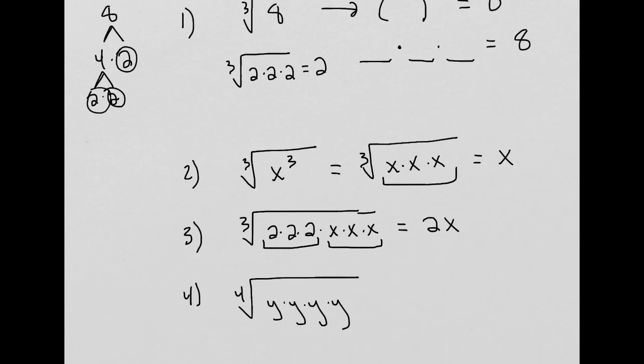Okay, well what if I don't have a cube root? What if I have a fourth root? Well then, instead of making groups of 3, I'm going to be trying to make groups of 4. Because for every 4 factors of any particular type, the fourth root is just going to take one of those 4 factors. So if we look at this guy, I've got y times y times y times y. And so the fourth root of that is just going to be y. In other words, for every 4 factors, I can pull 1 out.